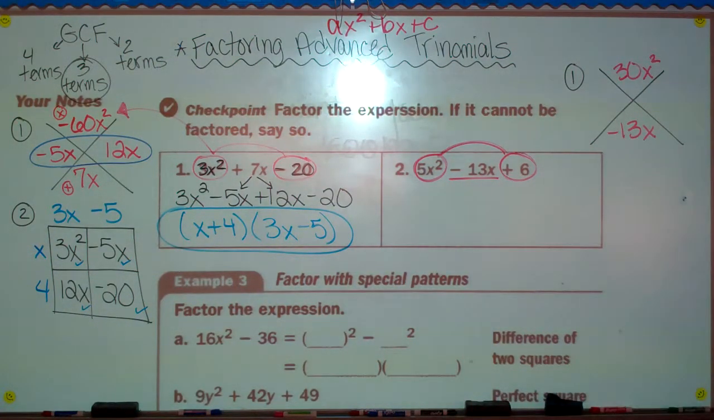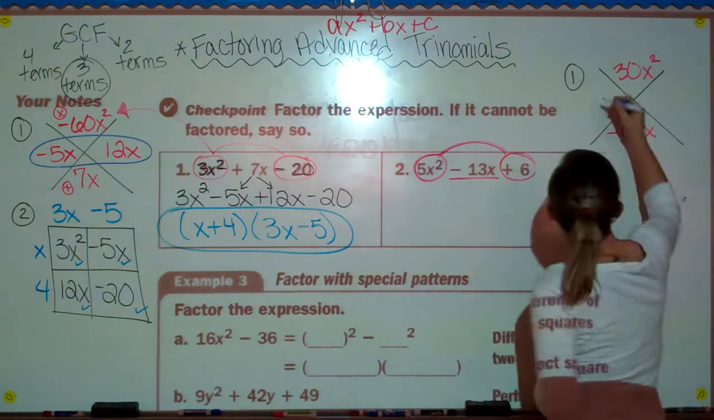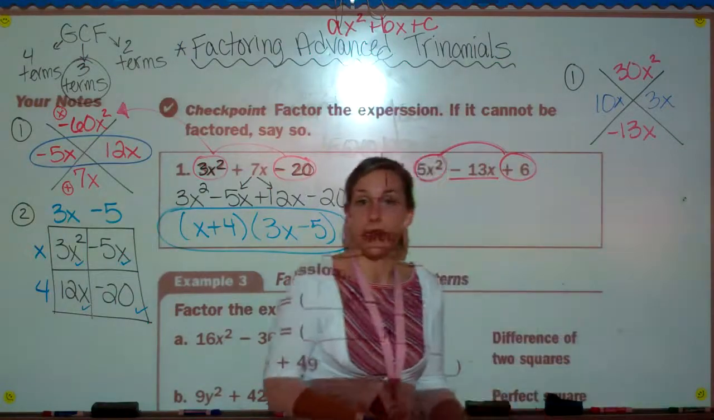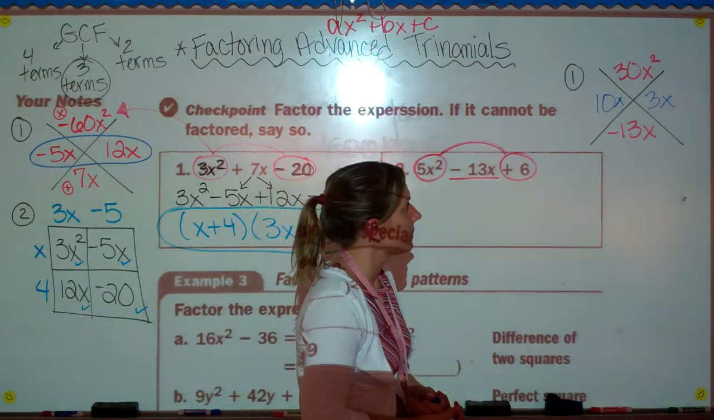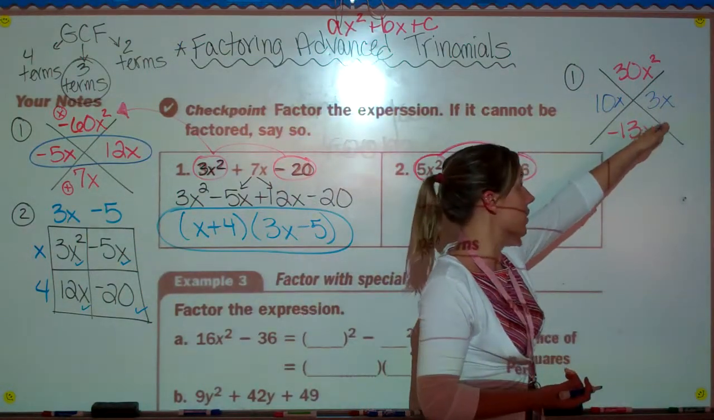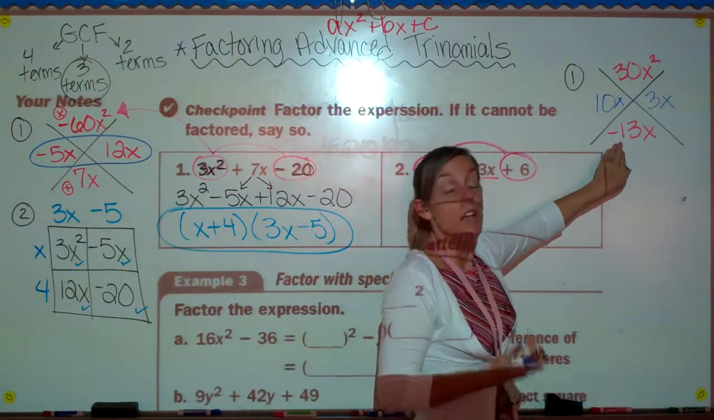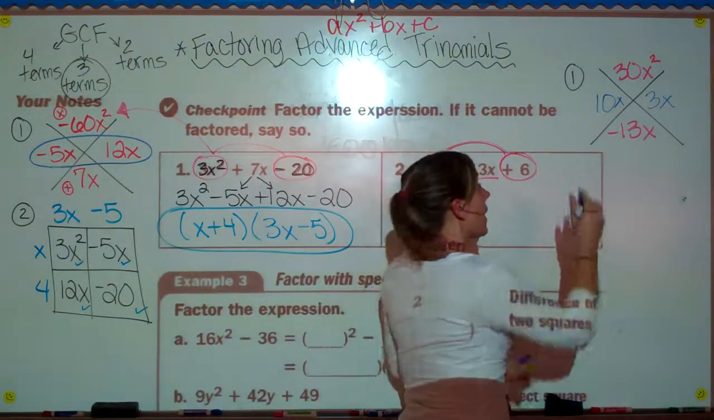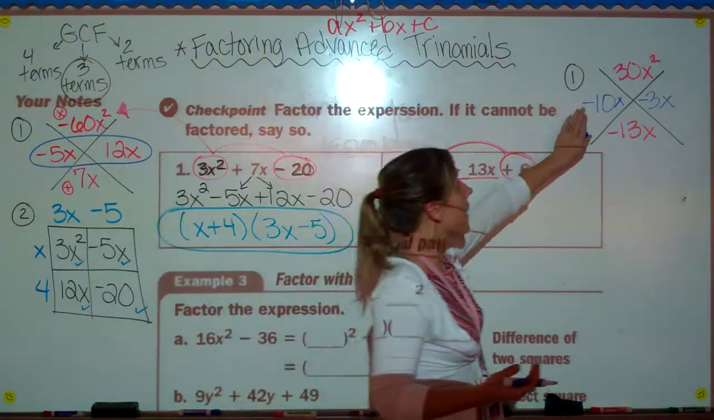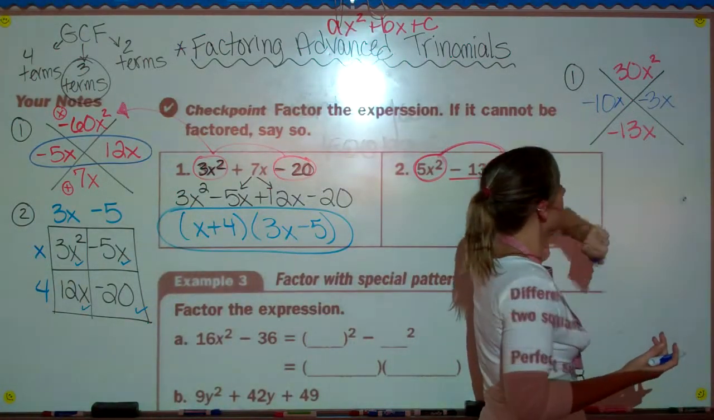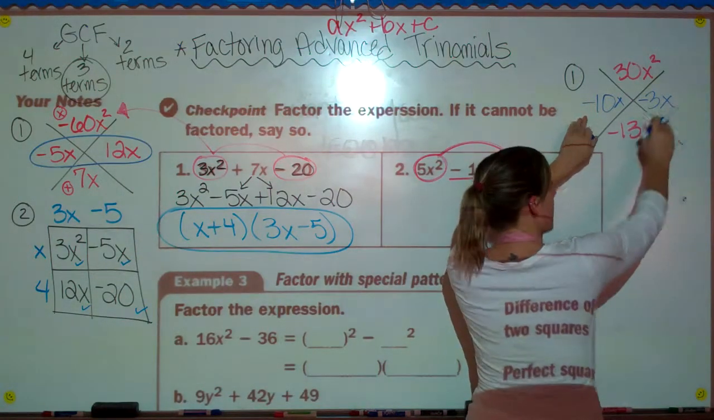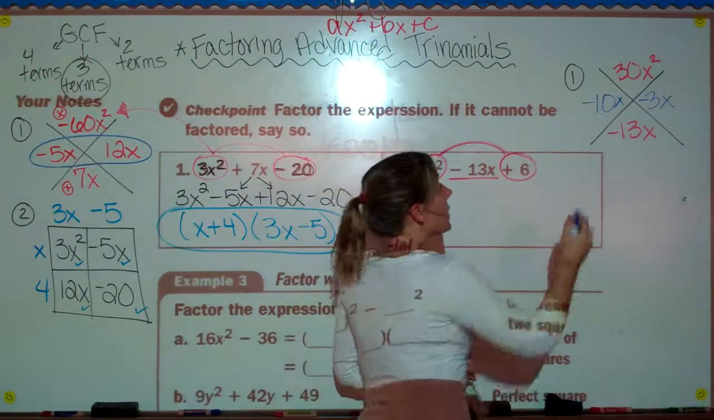So in my pair, 10x and 3x multiply to 30x squared, because x times x. And 10 plus 3 is 13. It's not negative 13. So again, if we get the right numbers but wrong signs, let me just change both of their signs and it should work. Negative 10x times negative 3x is positive 30x squared. Negative 10x plus negative 3x is negative 13x. So here's our pair.